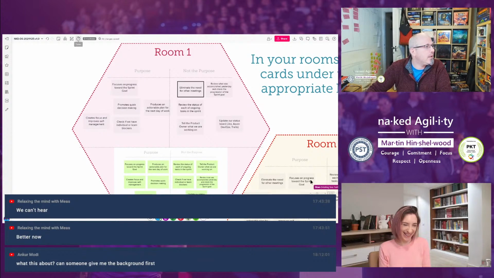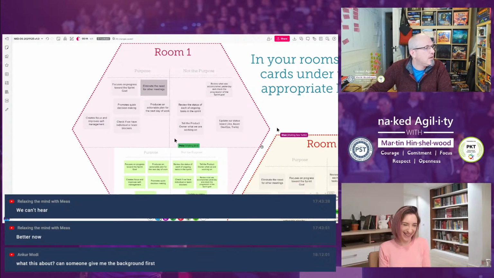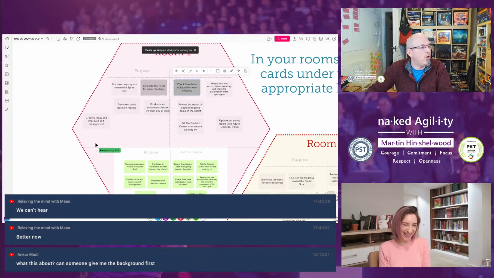So there's one extra one I should have. That's my bad. So which is the one that you've got on the left? The one that you had incorrect on the right-hand side was eliminate the need for other meetings. There's one on the left that shouldn't be there. Promotes quick decision making, creates focus, improves it, checks if we have individual or team blockers is definitely not the purpose. So I'm just going to go back to the main room and then call everybody back, okay?